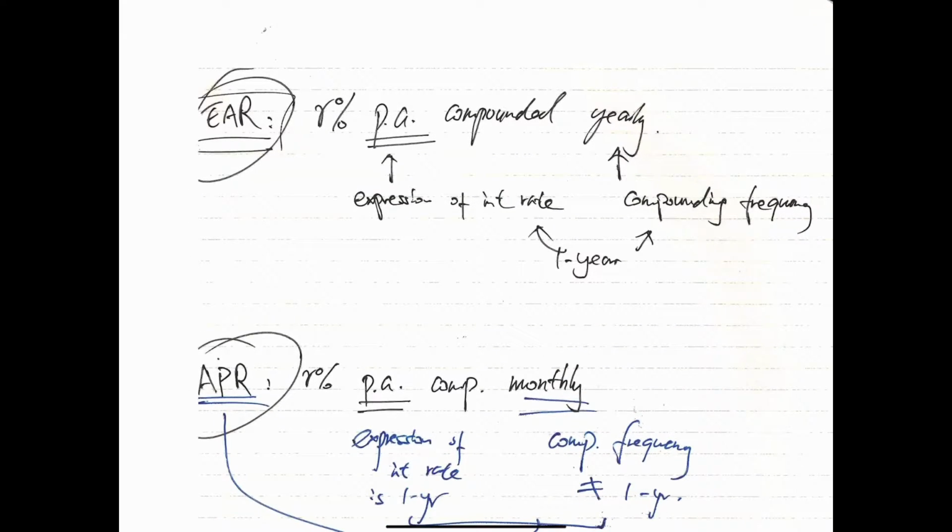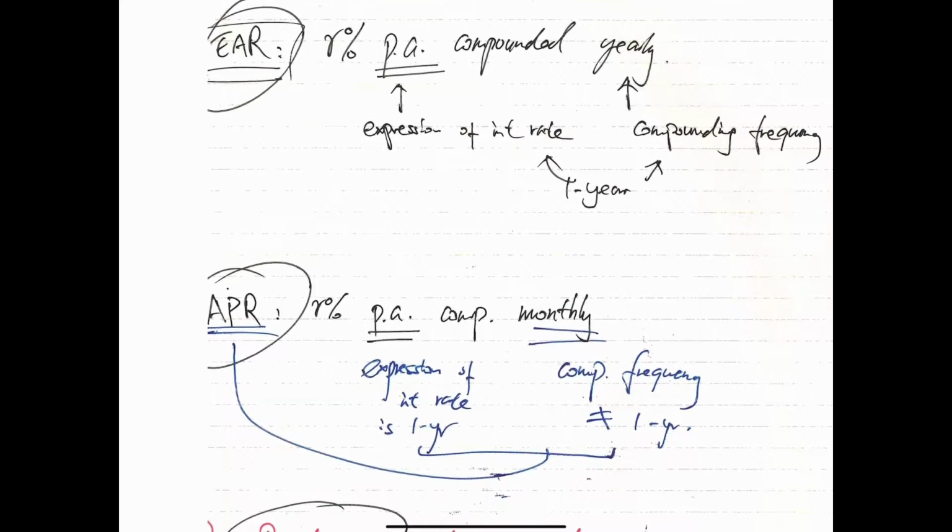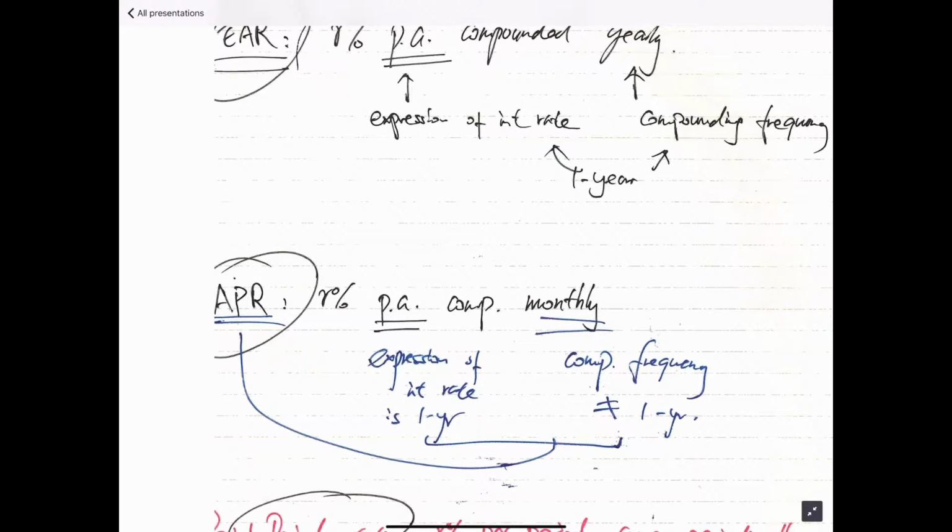And given people's preference towards expressing everything in annual terms, when the expression of interest rate is 1 year per annum, but the compounding frequency isn't 1 year, then that means you have an annual percentage rate, such as R% per annum compounded monthly, 12% per annum compounded quarterly. So as soon as you see that the expression of the interest rate, which is 1 year, differs from the compounding frequency, then that's an APR.